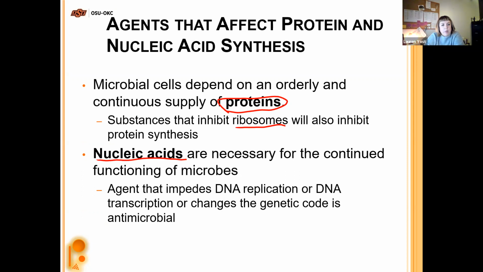So if you want to impede DNA replication, so making new cells, you can't make more DNA. Or DNA transcription. DNA transcription is DNA to RNA. You can inhibit that. And you can also cause changes to the actual genetic code.